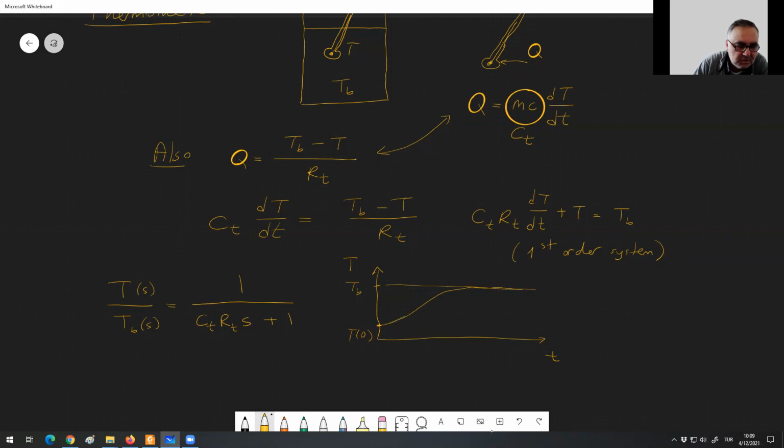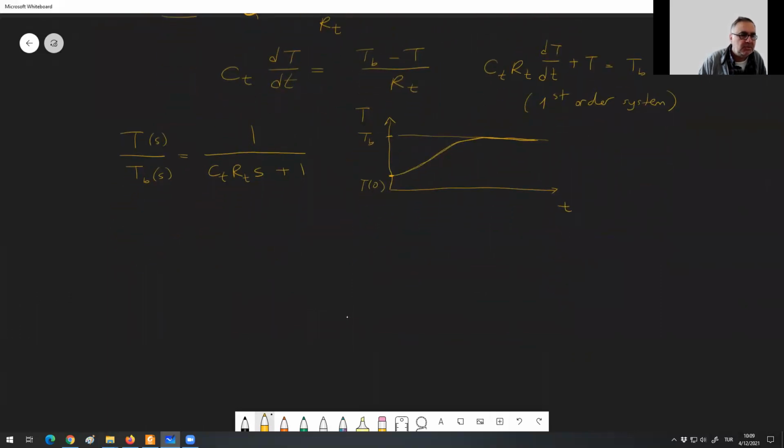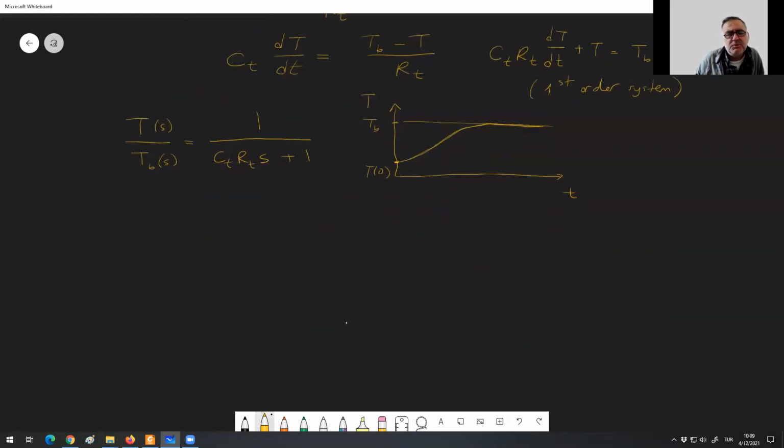After a while, its temperature will be the same as the bath temperature. And this is first order system response, but we will see that later on. Okay. So thermal systems are usually made up of first order systems. They are rather simple. Let's look at another example, home heating.